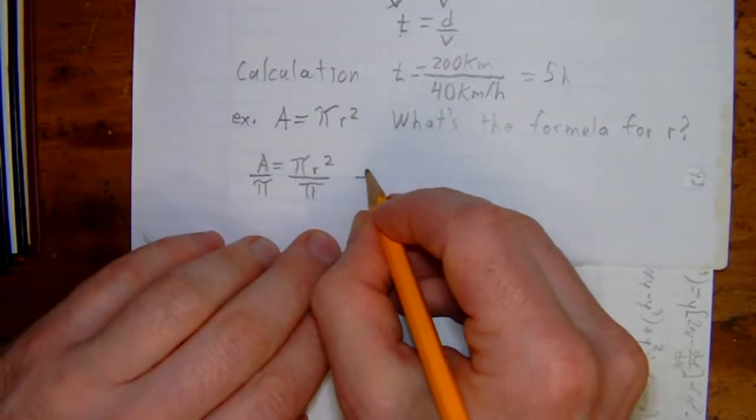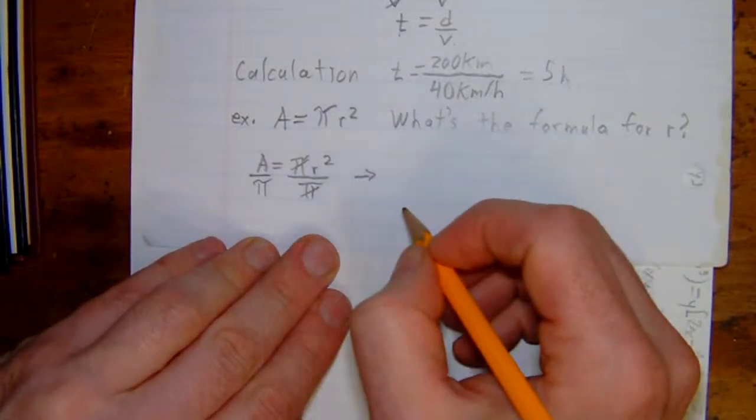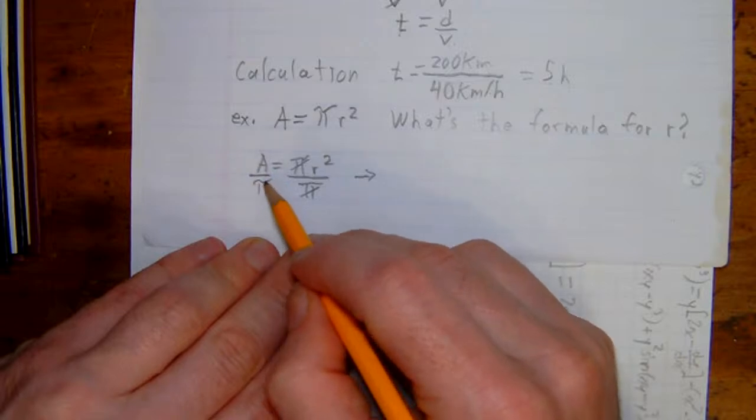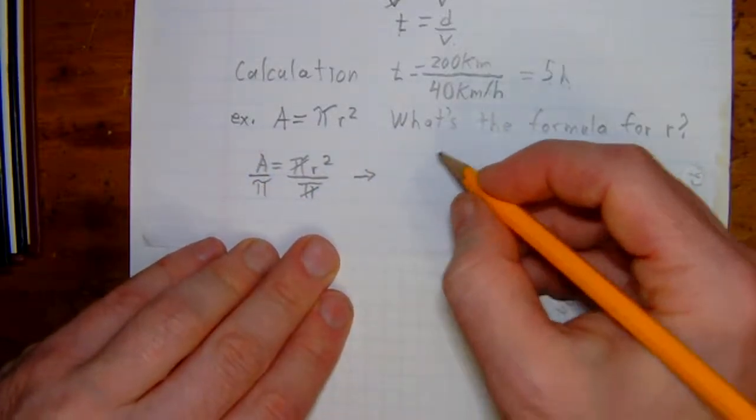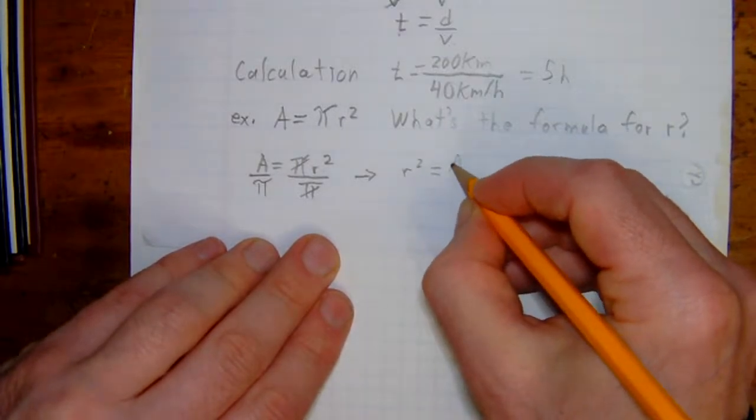I'm going to work sideways here because I'm almost out of paper. So pi divided by pi is 1. So we end up with A over pi equals r squared. I'm going to flip the sides here.